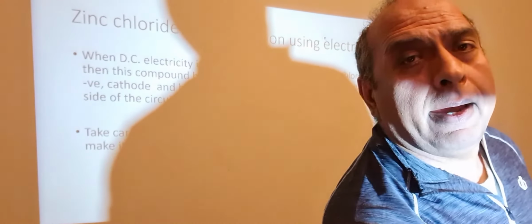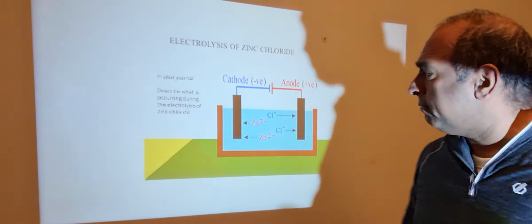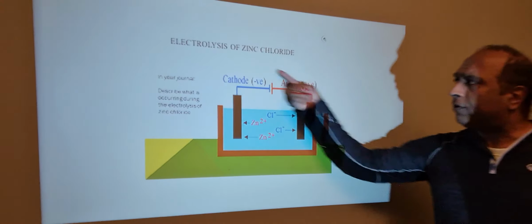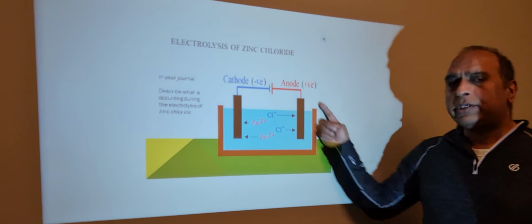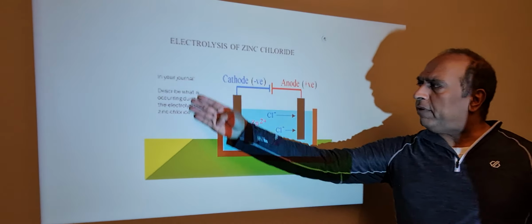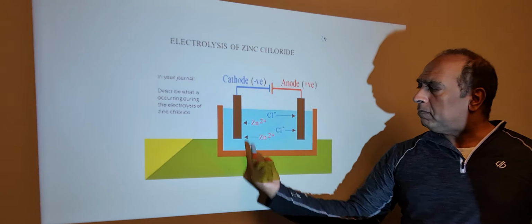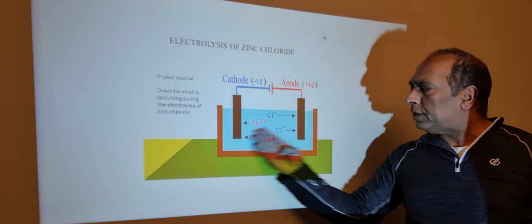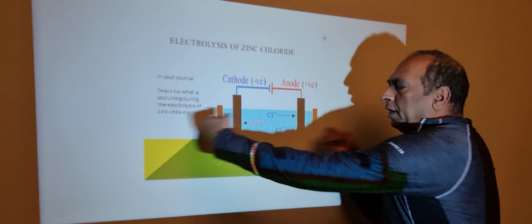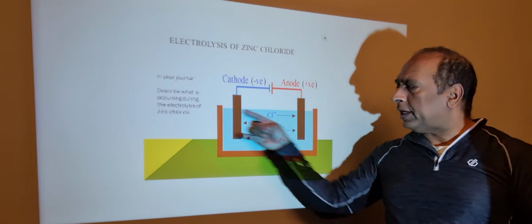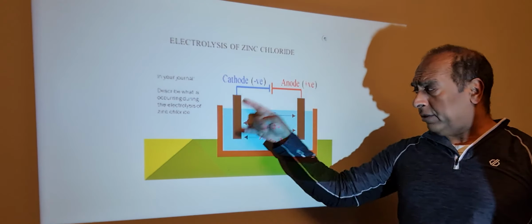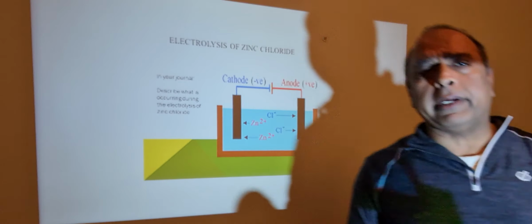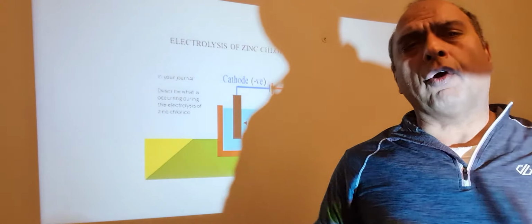I think I'm coming to the end of my compounds discussion. I've got a little diagram here which I've taken off the internet. It's not very well readable, I'm afraid, but they've got 2 carbon rods as electrodes going into zinc chloride, and the zinc chloride is being pulled apart. Zinc is going to one of these electrodes, the cathode, and chlorine ions are going to the other one, making chlorine gas. So you get zinc on one side, chlorine on the other side.